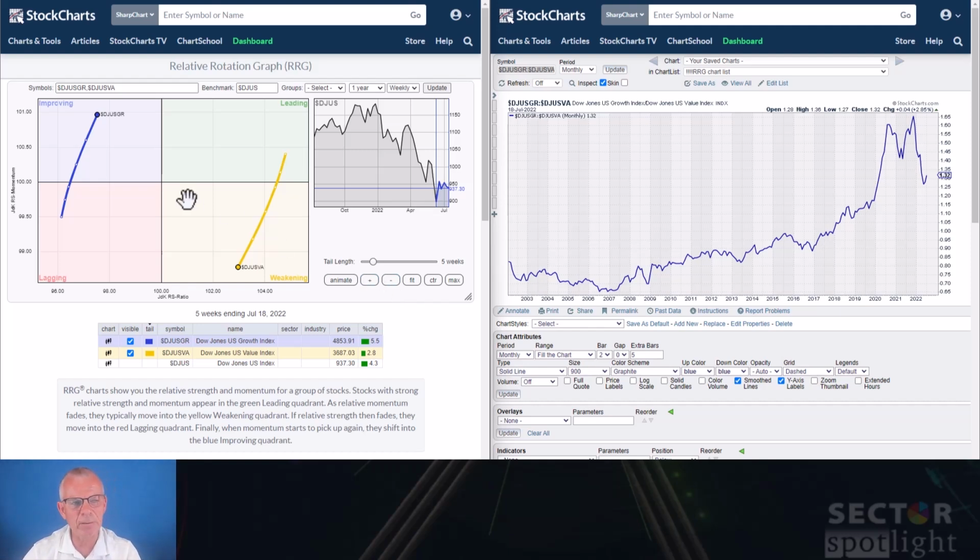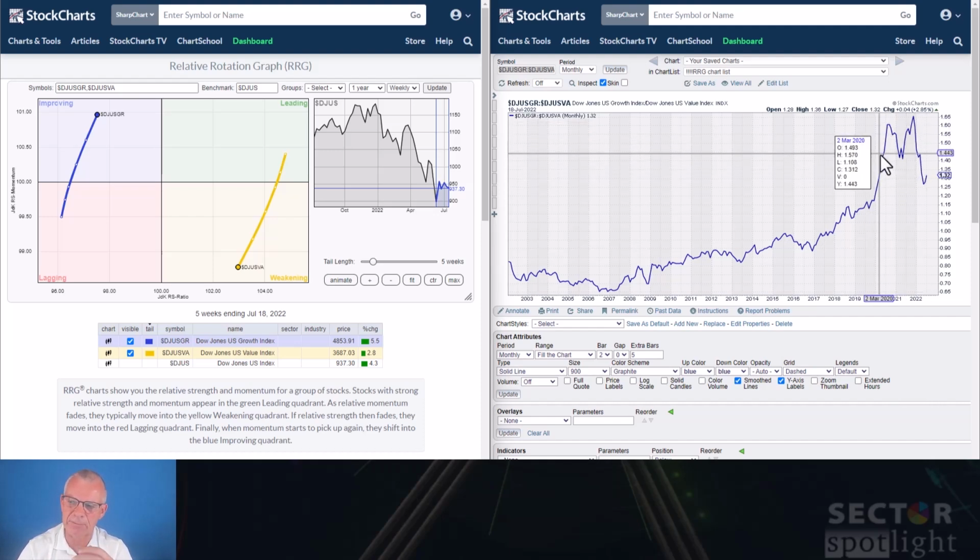Because what you see here on the RRG is basically the RRG representation of the growth value rotation as you see it here in a one-on-one comparison. And what I see here is a massive top formation at the end of a long uptrend. And this very clearly tells us that growth is out of favor and value is in. The only thing that we're currently seeing is an upward bounce.